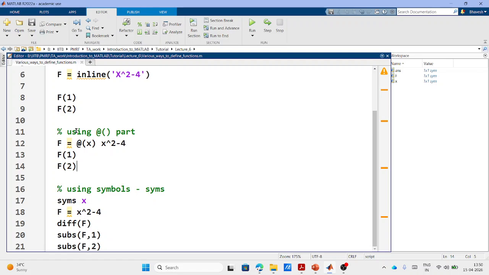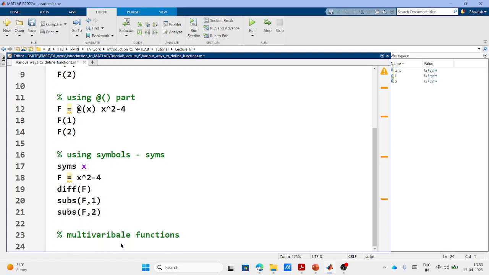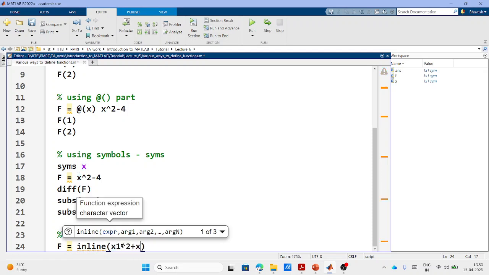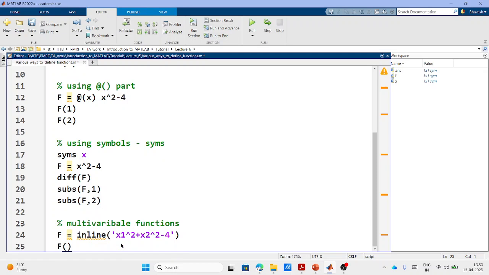You can also have multivariable functions defined. So let's look at the case of the inline function example. F is equal to inline. I can have x1 square plus x2 square minus 4 as my function, so I'll write it in brackets. And when I want to call the value, since I have two variables x1 and x2, let's say I write f(0, 2) and run it. I am providing values of two variables x1 and x2.